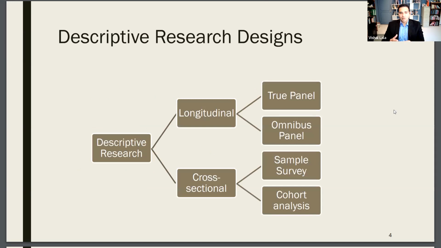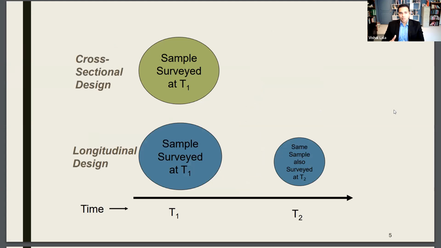Broadly speaking, you can think about two descriptive research designs: longitudinal and cross-sectional. One way to think about these two designs is that cross-sectional designs, as the name suggests, involve gathering data at one point in time, let's say T1. On the other hand, with the longitudinal design, data is gathered at many points in time, typically from the same customer, same set of people.